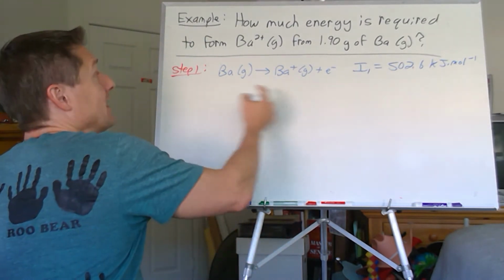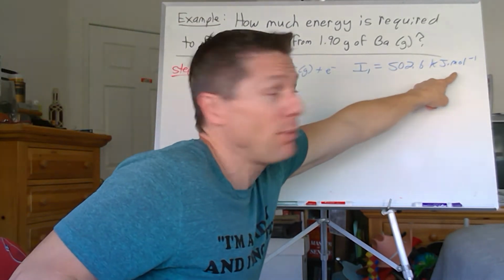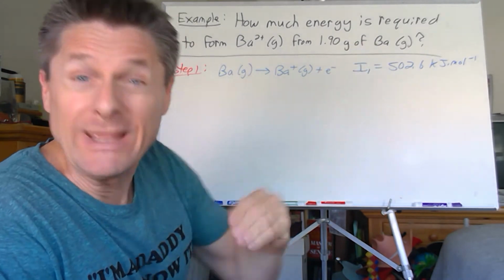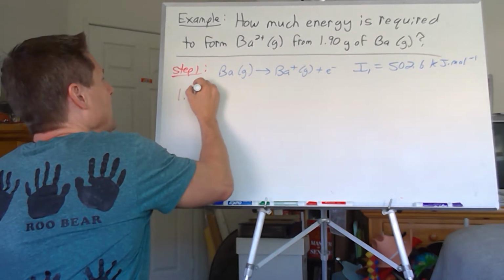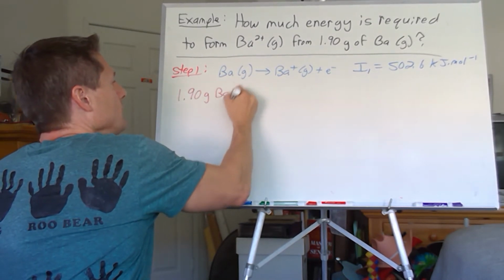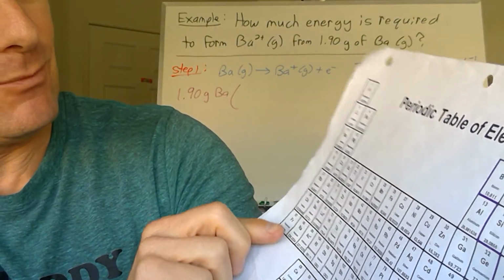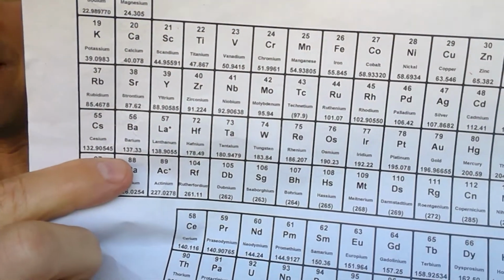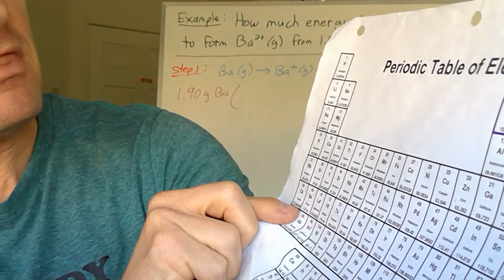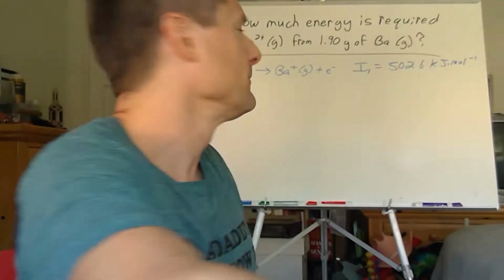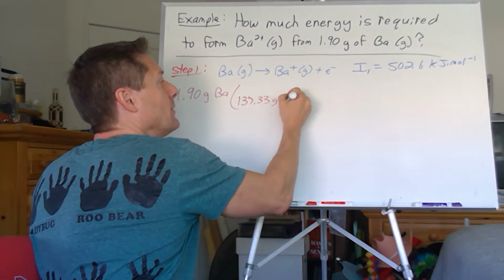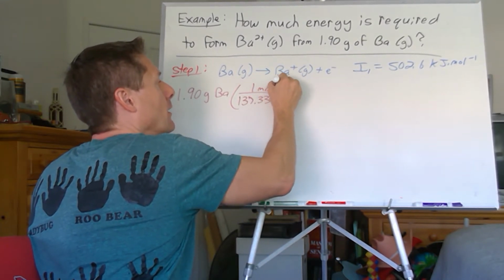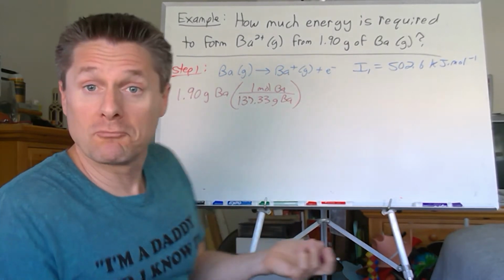You ready? Let's take the starting mass. Notice that's kilojoules per mole, so whatever amount I give you, we have to get that to moles. Just use the atomic mass. That should be pretty simple. Let's take 1.90 grams of barium. Let's look up the atomic mass. Is that 137.33 right there for barium? Yep, 137.33. So 137.33 grams of barium per mole, right? So we converted to moles.